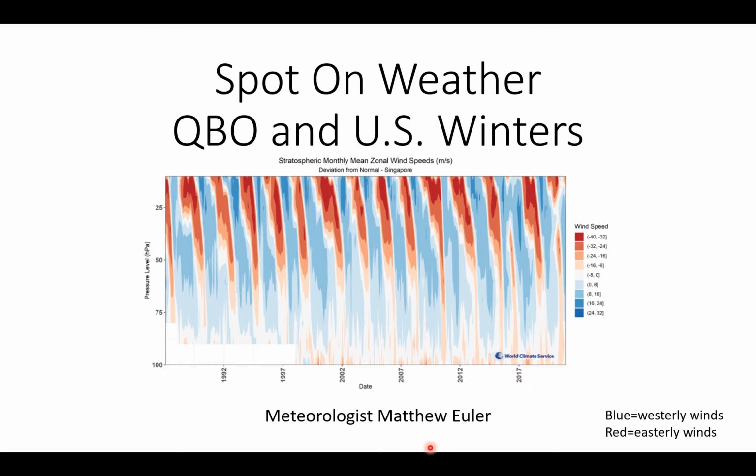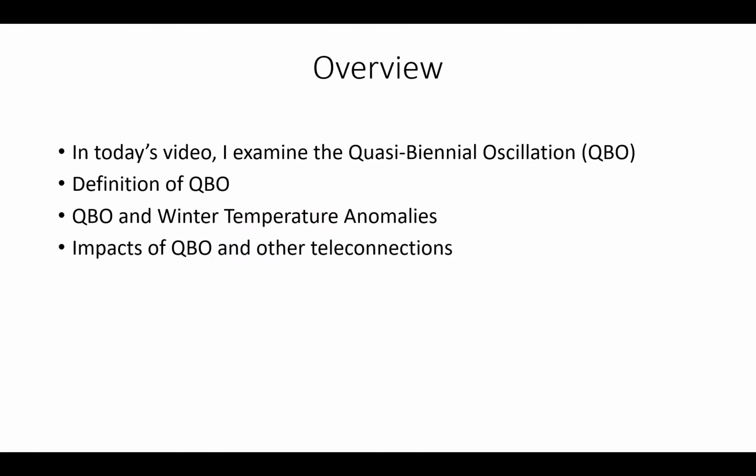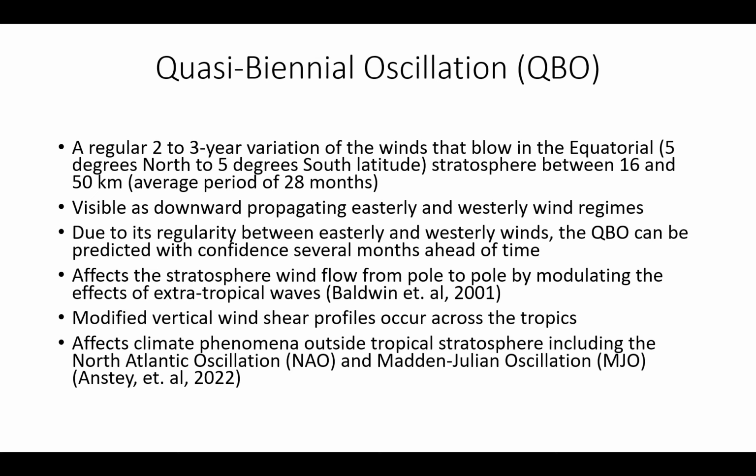All right, so we're going to examine this quasi-biennial oscillation, the QBO, and the U.S. winters. On the overview of the video, I am going to examine this QBO. I will look at the definition of the QBO. We will take a look at the QBO along with those U.S. winter temperature anomalies. And then finally, we'll conclude tonight's presentation with the impacts of the QBO along with other teleconnections or climate drivers. All right, so let's define this quasi-biennial oscillation, this QBO, first in tonight's video.